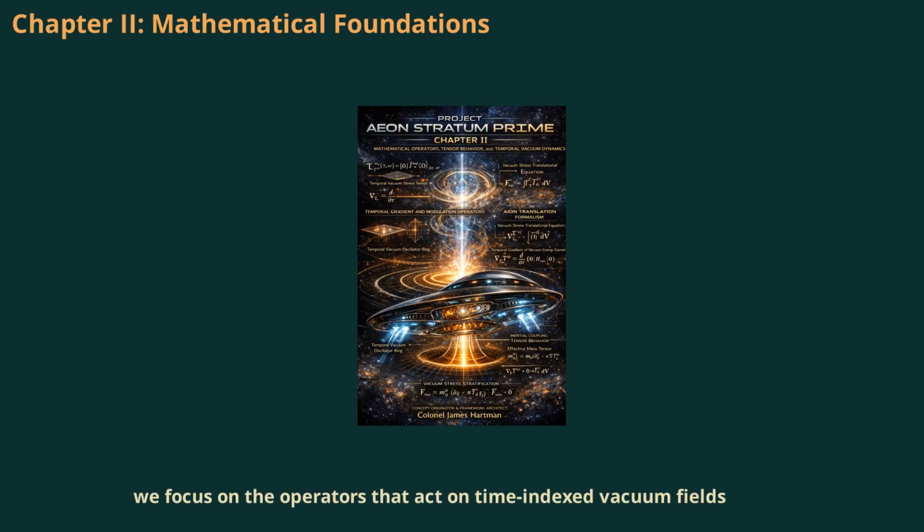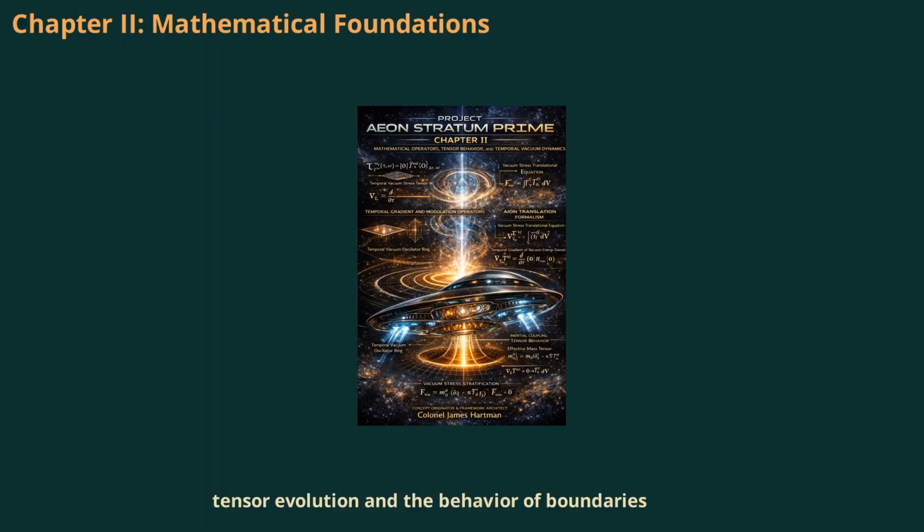Here, we focus on the operators that act on time-indexed vacuum fields, the tensor behaviors that govern how vacuum stress is redistributed, and the intricate coupling between temporal gradients, inertia, and translation. This chapter is intentionally technical, steering clear of speculation and narrative, and instead zeroing in on precise operator definitions, tensor evolution, and the behavior of boundaries. Let's embark on this journey to understand the rigorous mathematics driving AEON Stratum Prime.